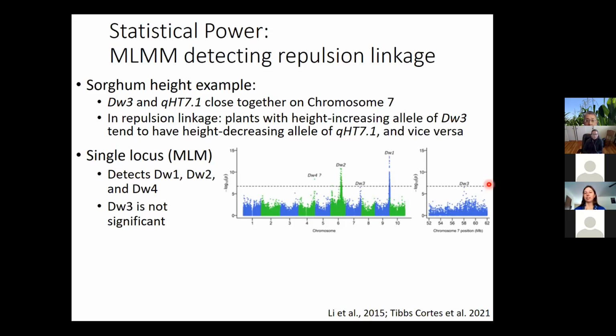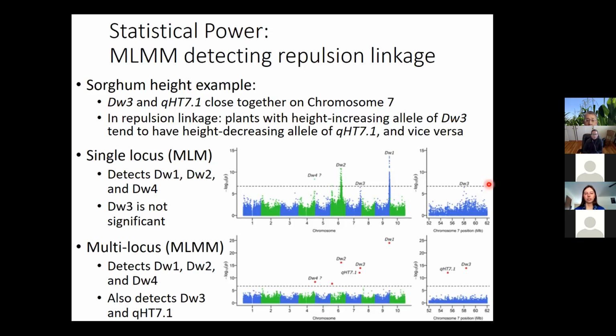If a particular allele of a SNP is linked to height increasing DW3, it's probably linked to height decreasing QHT 7.1, with the result being that they kind of cancel out. And so no SNP appears significantly associated with height. The multilocus methods can address this. We still detect DW1, 2, and 4, but now we can see DW3 and QHT 7.1.